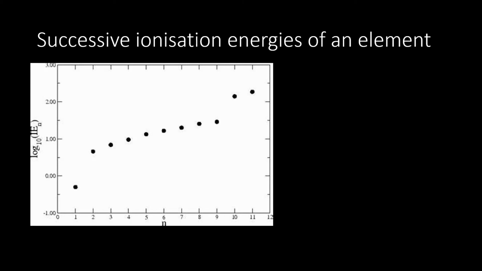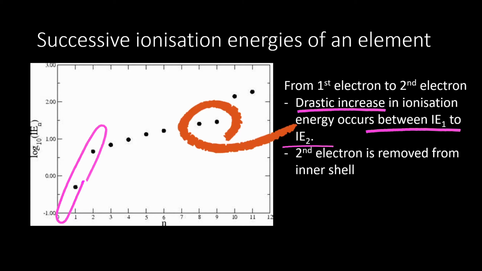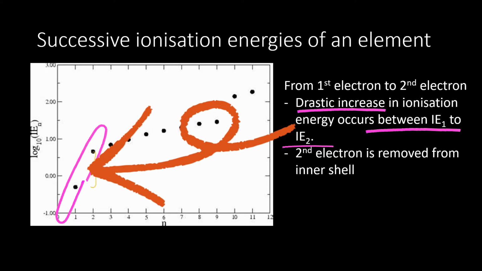In order for us to determine this, first we need to plot a graph. We need to plot the graph of ionization energy versus the number of electrons removed, or we can plot the graph of log ionization energy values versus the number of electrons removed. From the graph, we can identify where the drastic increase is. For example, in the graph here, the drastic increase is when the second electron is being removed. Hence, we can say that the drastic increase occurs between IE1 and IE2.